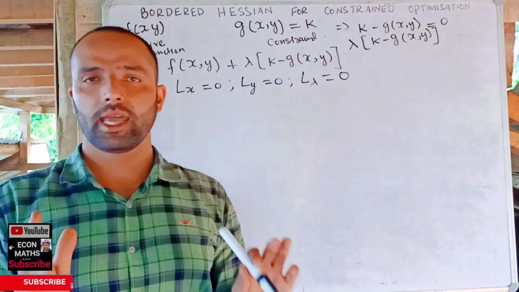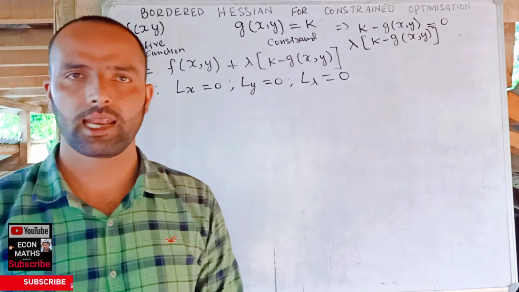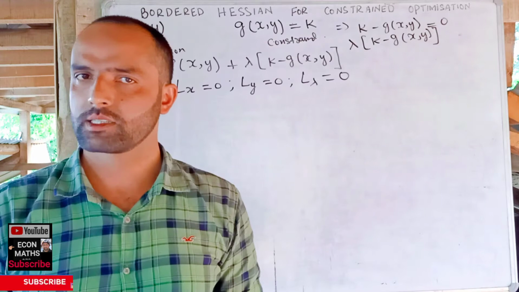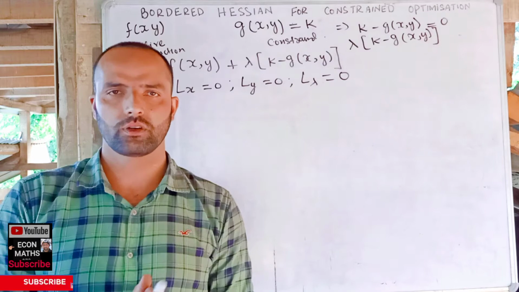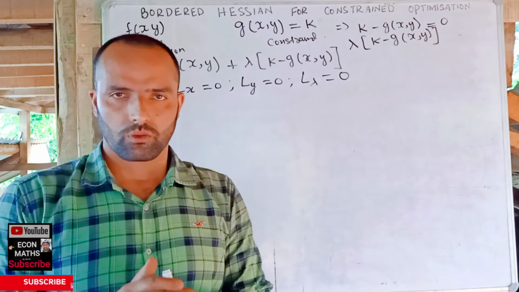So this is the first order condition, which is nothing but partially differentiating the Lagrange's function with respect to x, y and lambda and solving simultaneously to get the values of x, y and lambda. So this was all about the first order condition. Now, to be sure that these are the optimum values, we have to check the second order condition. The second order condition we can check using the bordered Hessian method.